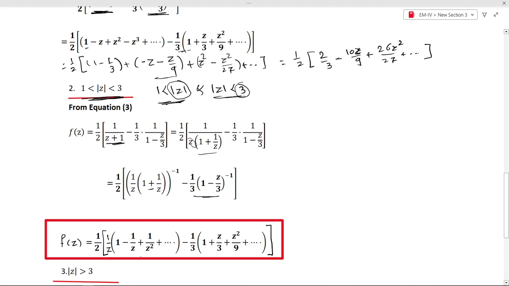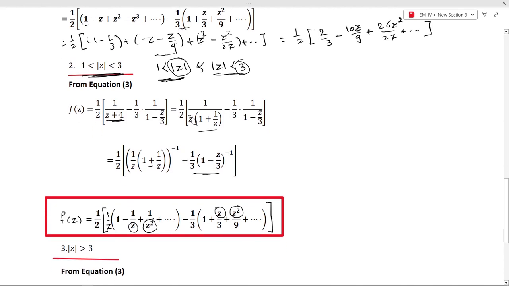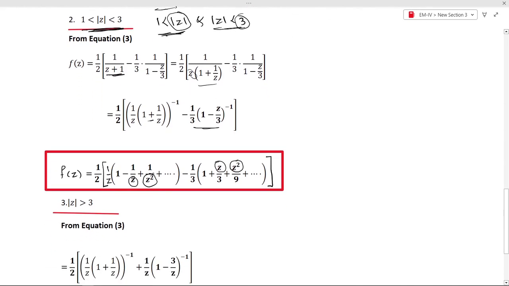Now if you observe here, students, you have negative powers of z, 1 upon z, 1 upon z square, and positive powers of z. So this is a Laurent series for the region 1 less than mod z less than 3. Now for the third region, mod z is greater than 3.